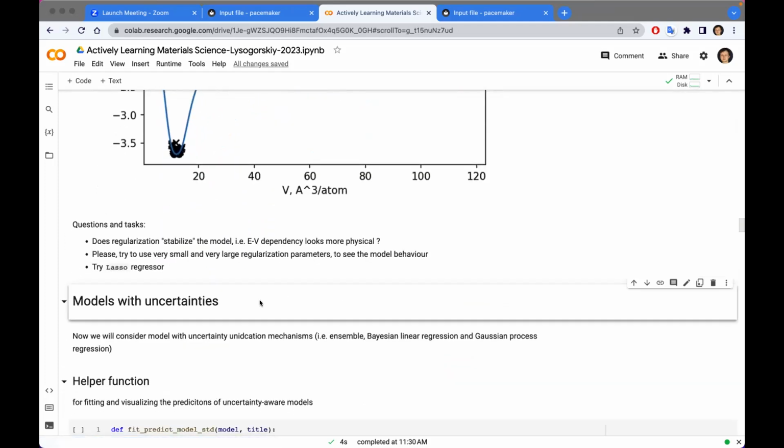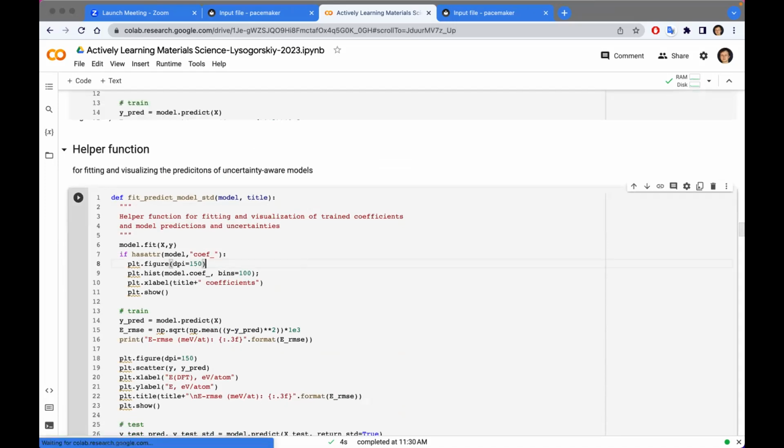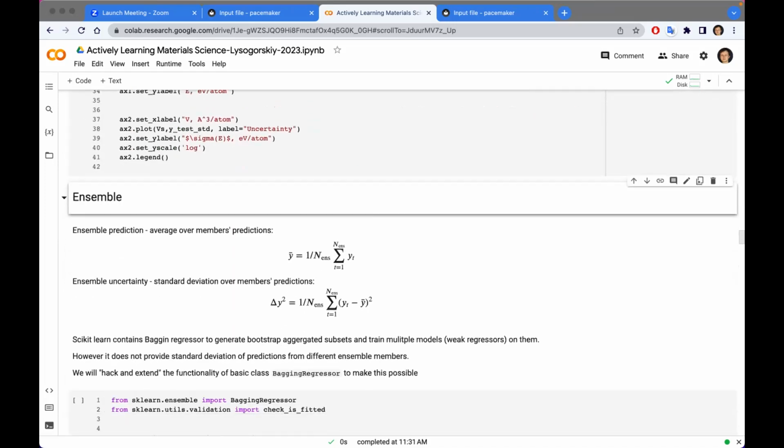And we can move further to the model with uncertainties. And for that, there is another helper function, which will plot a little bit fancier plots. And we will start from the simplest approach, which is ensembling. In ensembling, instead of one model, we have multiple of them. But the data on which they were trained could be generated with so-called bootstrapping and aggregation, so bagging. Actually, in scikit-learn, there is a built-in class called BaggingRegressor.